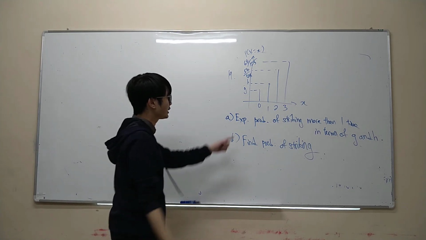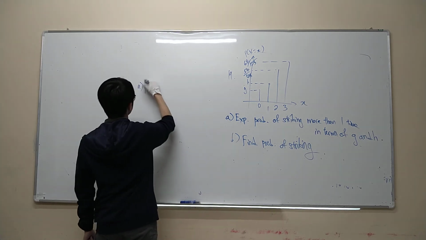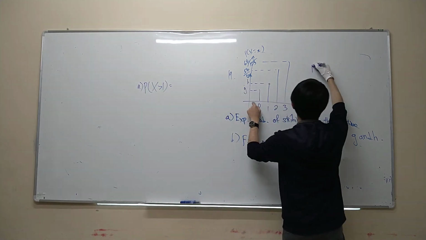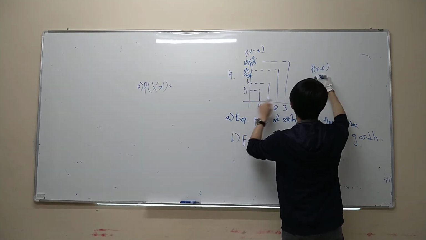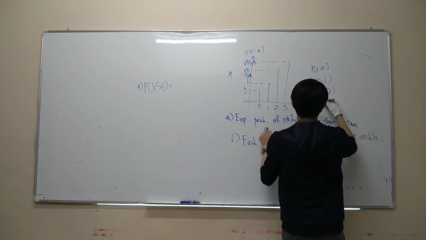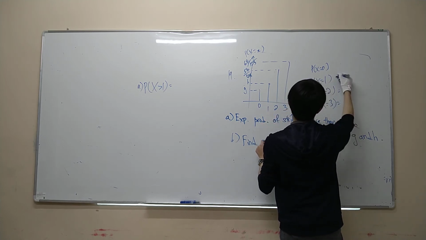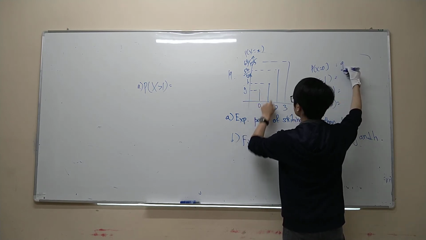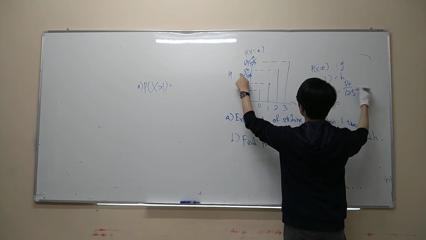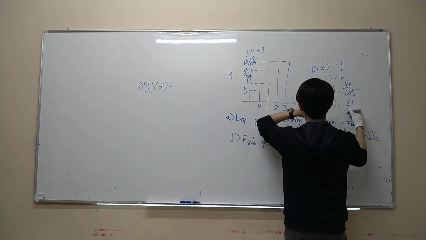Express the probability of striking more than one time. It means P(X > 1). Just from the diagram, you can already know what is P(X=0), P(X=1), P(X=2), and P(X=3). What is P(X=0)? G. What is P(X=1)? H. What is P(X=2)? 54 over 125. What is P(X=3)? 64 over 125.